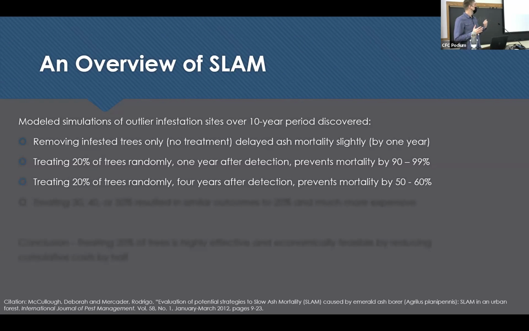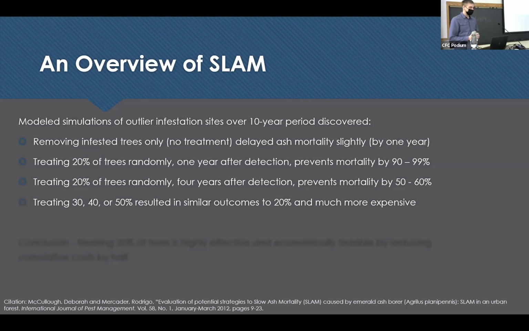So after treating 20% of the trees 4 years after detection, it's going to prevent 50 to 60% of mortality. And then they looked at 30, 40, 50%, which had similar outcomes to 20%, and it got pretty expensive injecting several more trees. And I forgot to mention they're using emamectin benzoate chemical on the trees. And as far as 10%, the mortality rates weren't anywhere near as good as 20%.